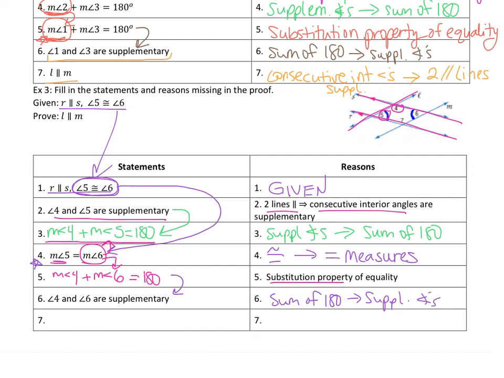Now, because 4 and 6 are supplementary, in our picture, if you look at the part that I labeled in brown, we can say that our line L is parallel to line M, because those are consecutive interior angles, and if they are supplementary, then we are going to have two lines that are parallel to each other.